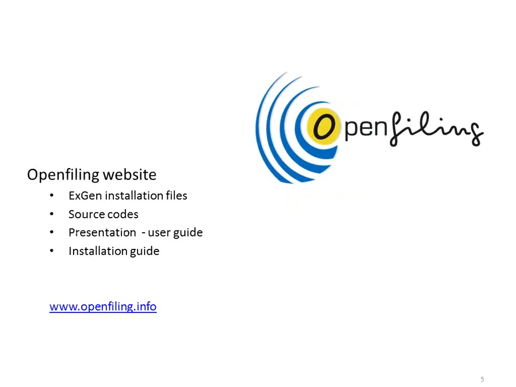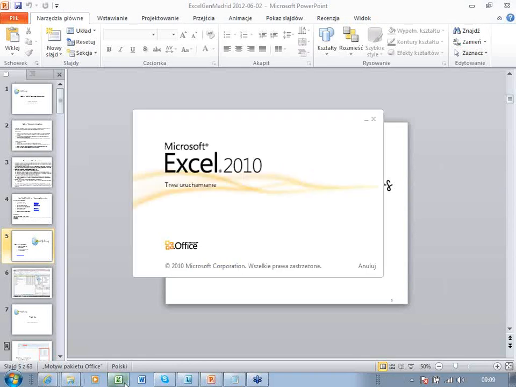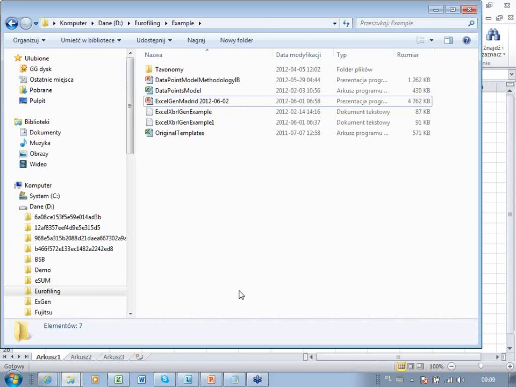Everything is published on the OpenFiling website. You can find the Excel installation files, some presentations with user guides, source code, and installation guides written in Docfire also. And then I would like to change to the demonstration, as this part of my presentation is finished.